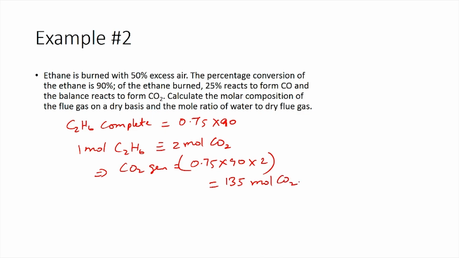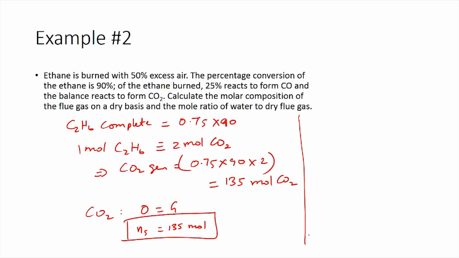When we write the balance equation for carbon dioxide, output would be equal to generation, because you do not have an input or consumption term, and accumulation is 0 for steady state processes. So, your output, which is N5, would be equal to 135 moles of carbon dioxide. The next aspect we need to look at is calculating the number of moles of water vapor which is produced. Based on the stoichiometry, for complete combustion, 1 mole of ethane produces 3 moles of water vapor.